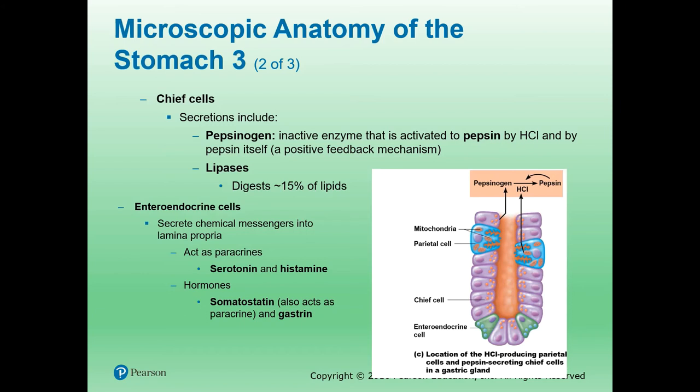Our chief cells secrete pepsin, or pepsinogen. Pepsinogen is an inactive enzyme that becomes active pepsin because of hydrochloric acid. And it helps to provide a positive feedback mechanism, and helps along with digestion. Specifically, lipase helps with digestion. And then you can see some of the hormones that are released. Remember somatostatin, we talked about that in the last lab, and then gastrin. These hormones are basically the neurofeedback loop that occurs, telling the brain what's going on in the stomach.